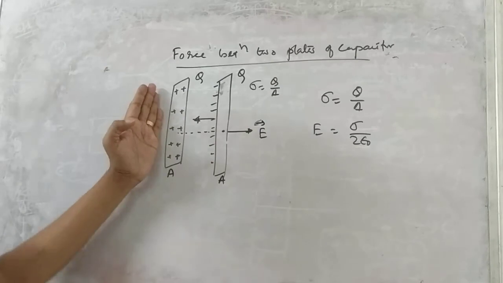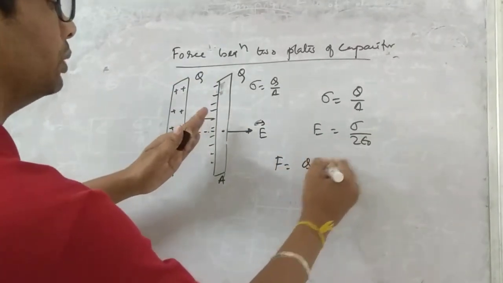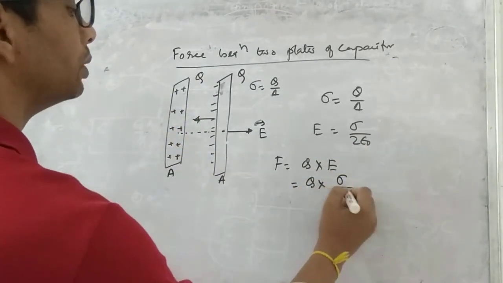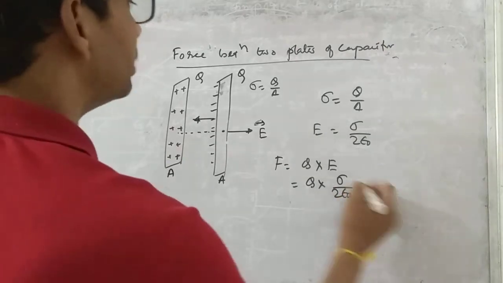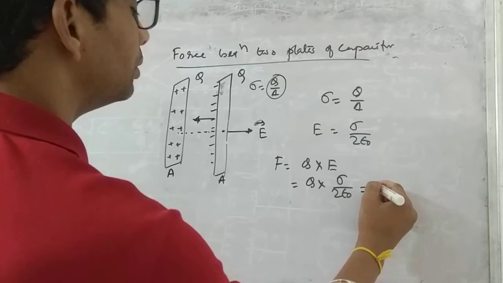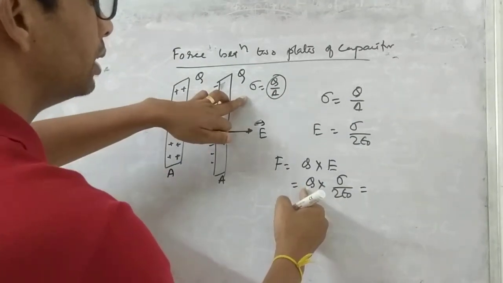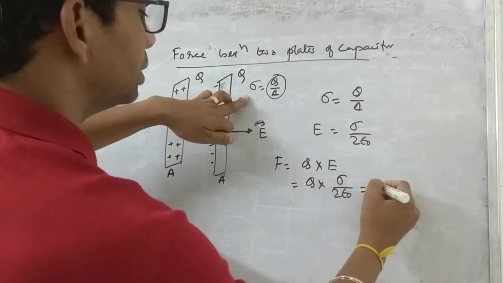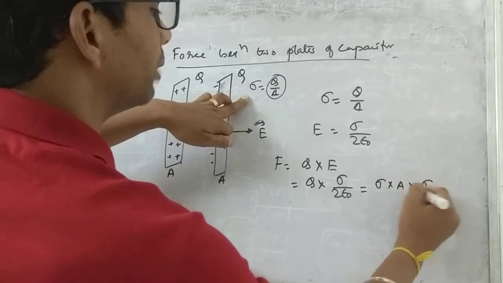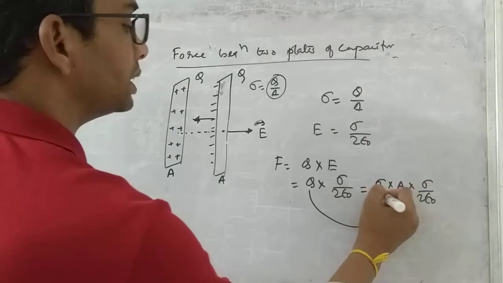The force is nothing but the charge on this plate, Q, into the electric field. And what is E? It is sigma by 2 epsilon naught. And what is sigma? Sigma is nothing but Q by A. Putting the value, Q is equal to sigma into A, so F is equal to sigma into A into sigma by 2 epsilon naught. Here I substitute Q by sigma into A.